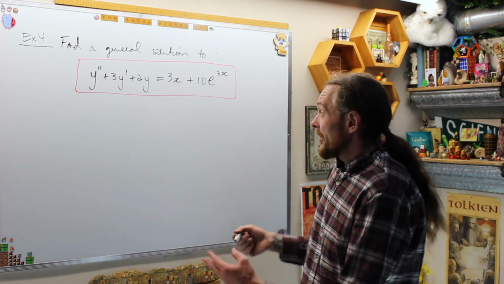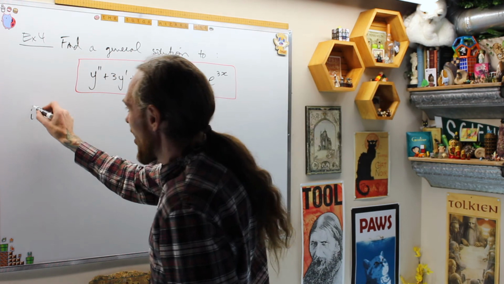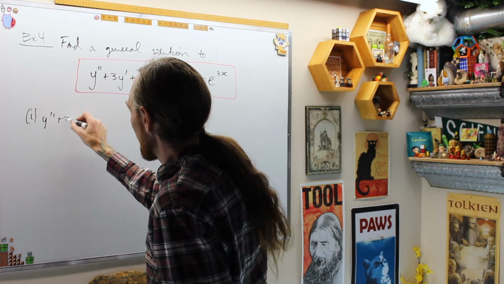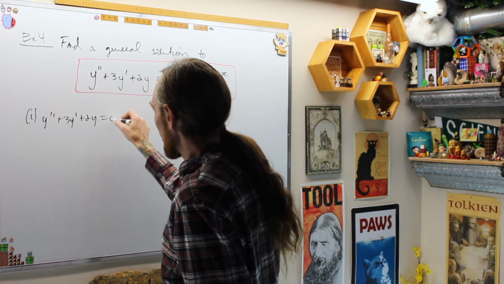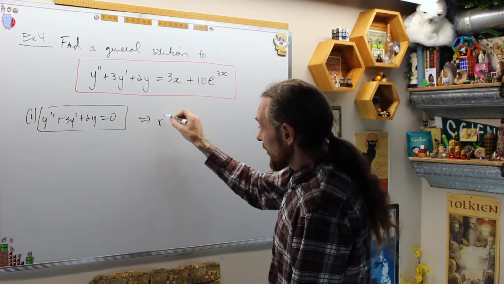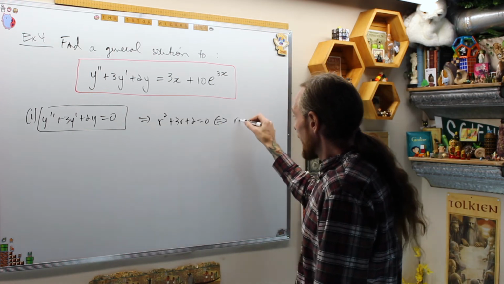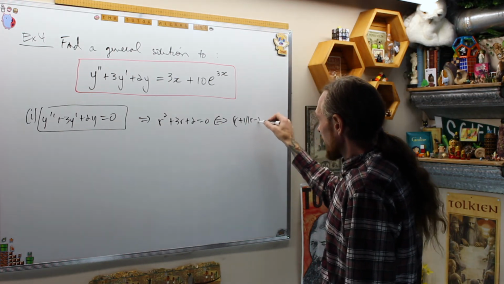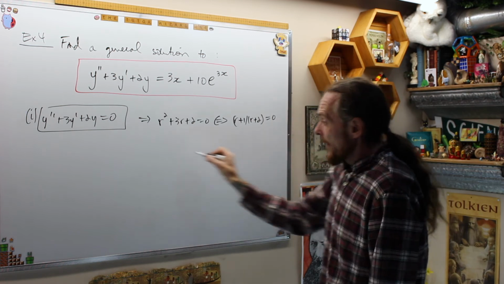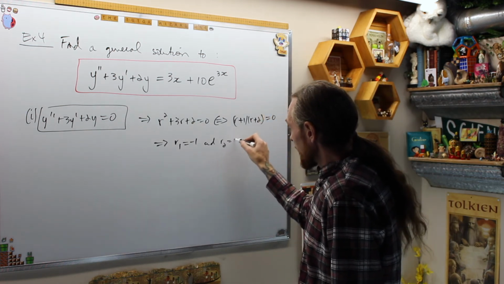First of all, find the homogeneous solution. So step one, set that equal to 0. That's a nice one. We have y'' + 3y' + 2y = 0. There's the associated homogeneous equation. That immediately gives you an auxiliary equation, r² + 3r + 2 = 0, if and only if (r + 1)(r + 2) = 0. And that means that r1 is -1 and r2 is -2.